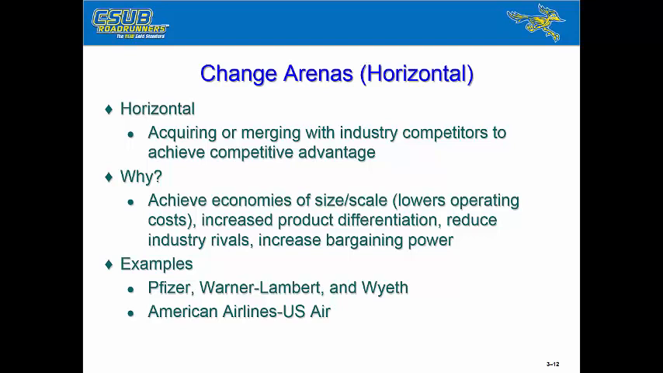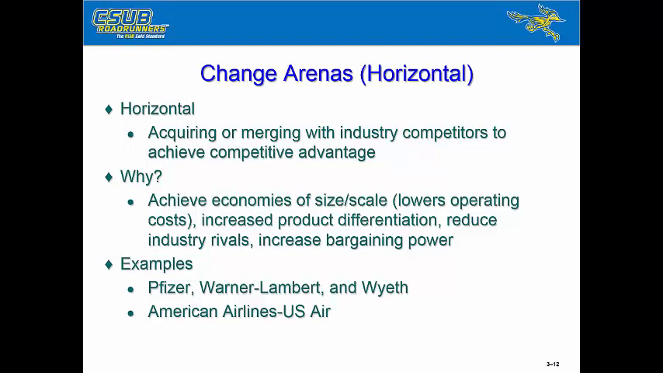Increased product differentiation. So if you own all of the different businesses that make a certain product, you have a lot more control over the features of that product, the level of differentiation. It's a way of reducing industry rivals, so it's a way of reducing competition by buying your competitors, basically. And it increases bargaining power for other parts of the supply of the value chain.